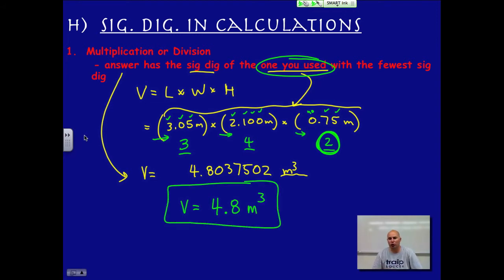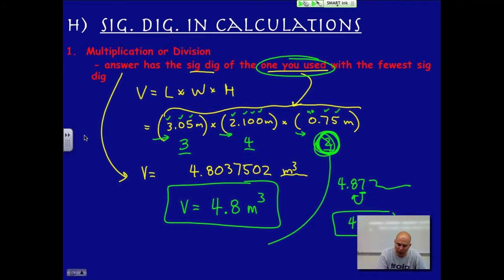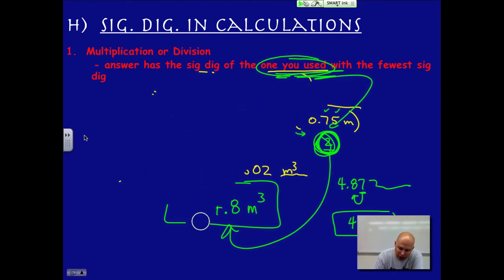Now, the rules hold true for where you're rounding. If this would have been, and it's not, but let's pretend it was, 4.87 and so on, then yes, this 7 would have rounded this one to 4.9, and we would have kept 4.9 meters cubed in our answer. But yes, only 2 in our answer because the one that we used had the fewest, 2. So let's now move along to addition and subtraction.